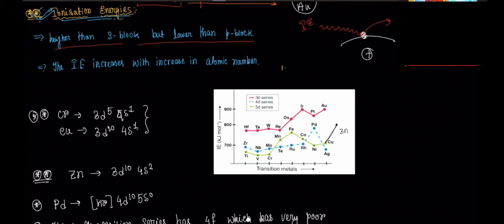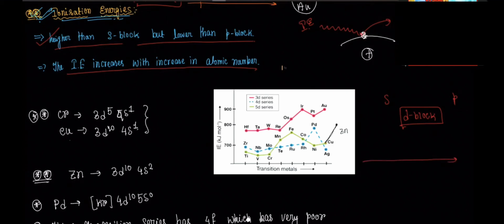So higher than S block and lower than P block. You know that the transition elements are between S and P blocks. So that's why they are called transitional elements. They would be having the intermediate values and everything. Okay. Now the ionization energy with increase in atomic number. So that ionization energy would increase with the increasing atomic number.